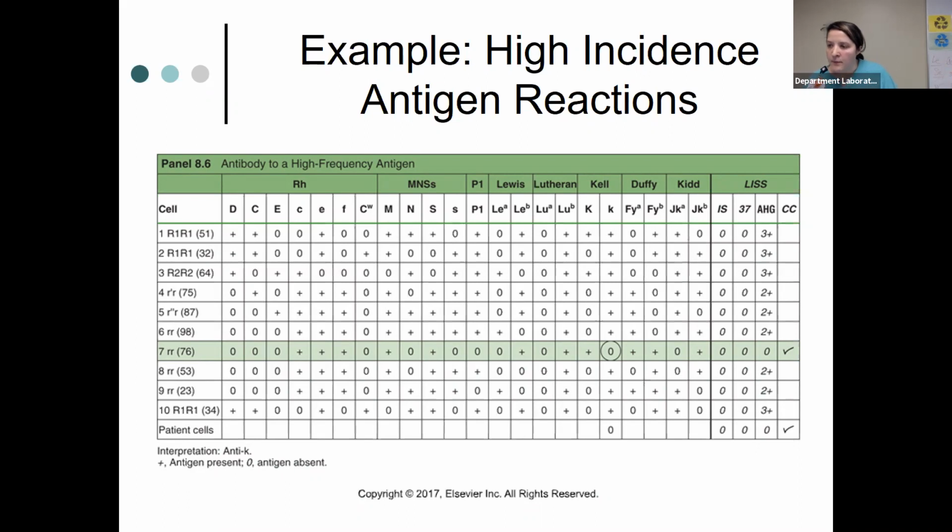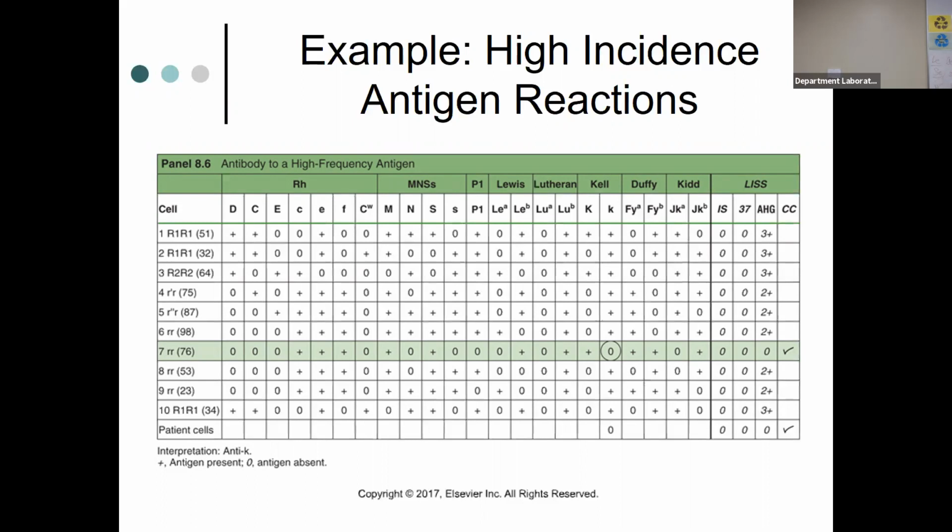There's another one, let's see. Take a look at Lutheran B on this panel. And this is always a good representation of your population. If you want to know how often an antigen occurs in your population, look at your panel, all right? Lutheran B, every panel cell is positive, all right? That just goes along with about 99% of the population is going to have a Lutheran B antigen, okay?